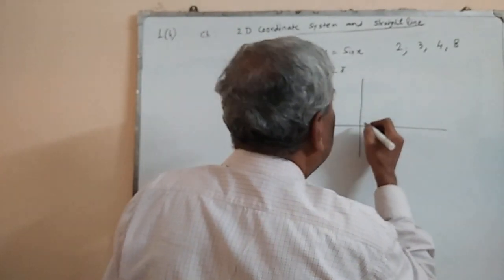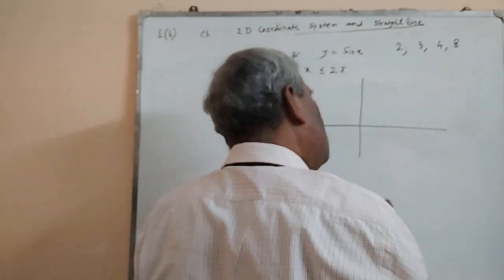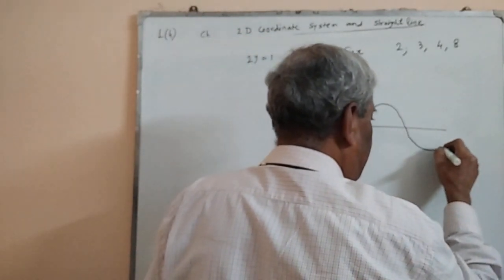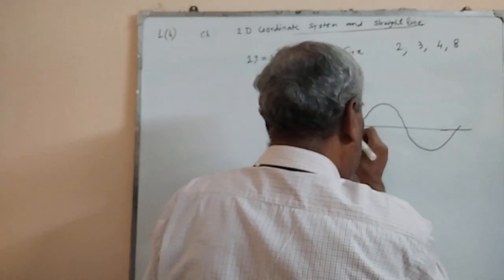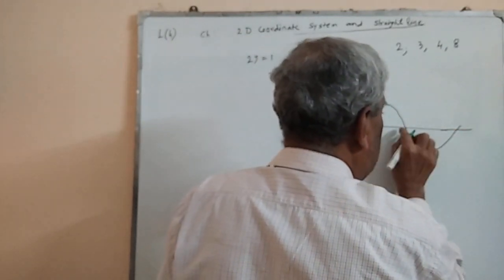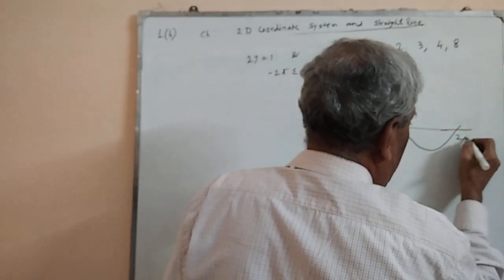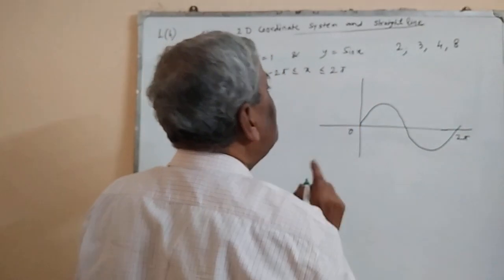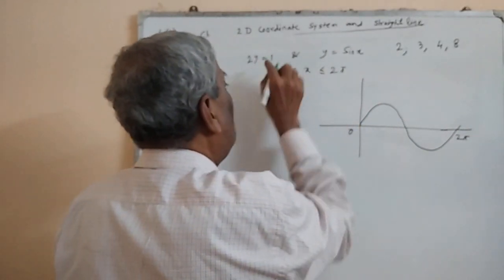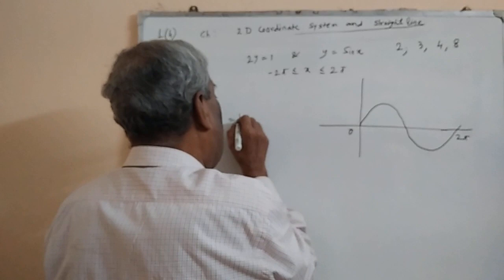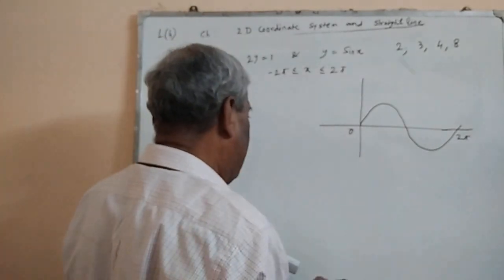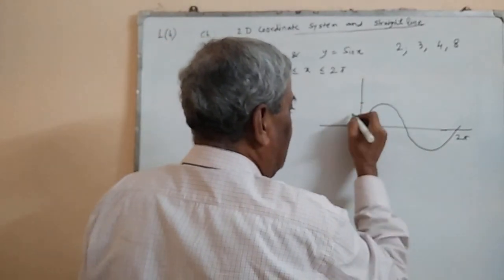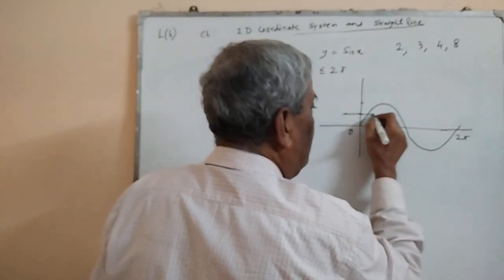Suppose y is equal to sin x. You draw it. I draw from 0 to pi, to minus pi. So 2y is equal to 1 means y is equal to half. It is a straight line parallel to the x-axis. This height is 1. This is y is equal to half.